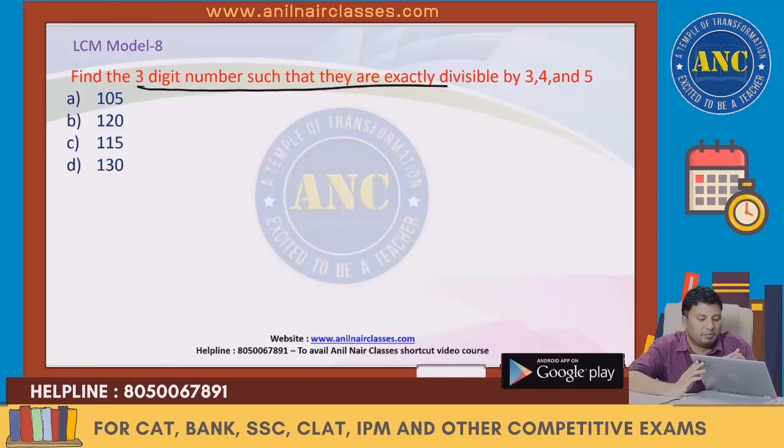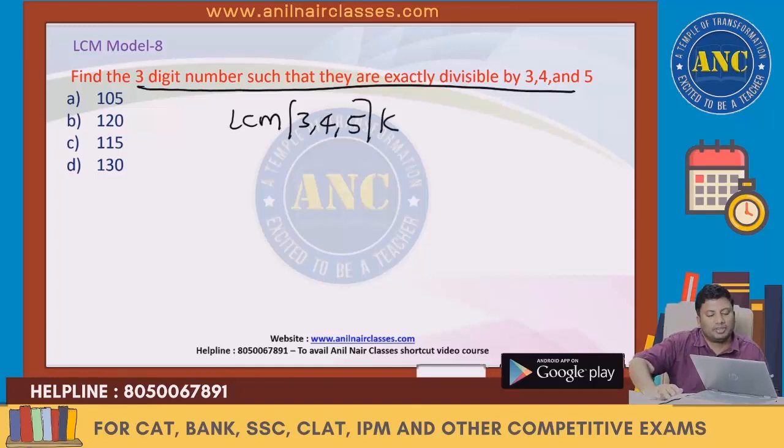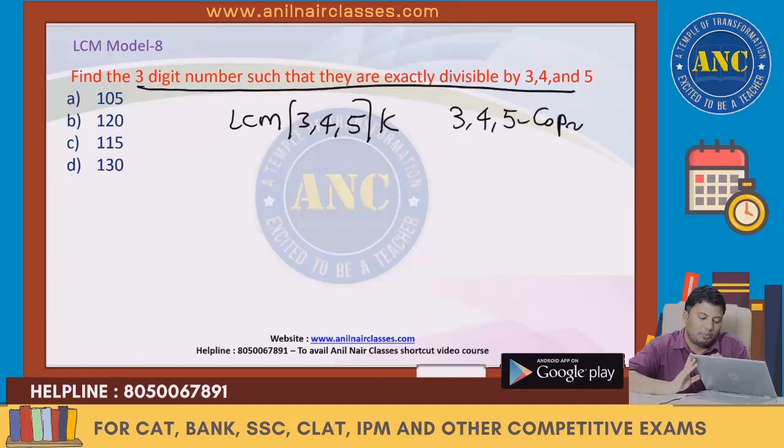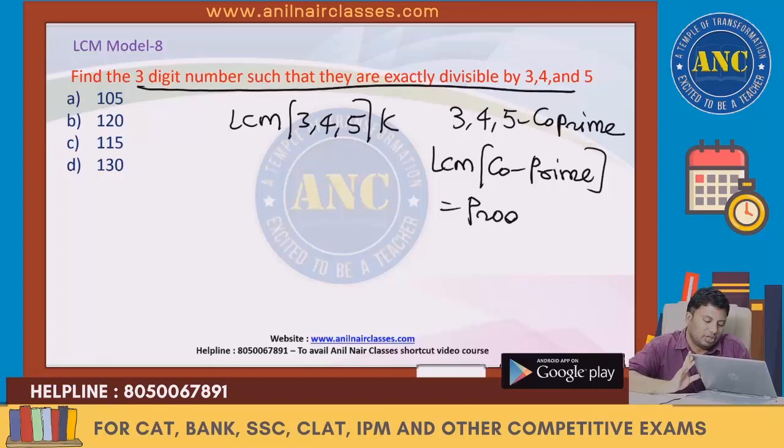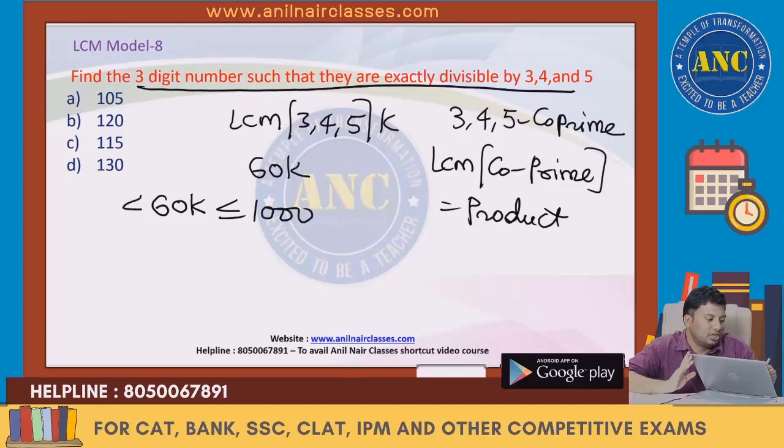Find the 3-digit numbers which are exactly divisible by 3, 4, 5. Any number which is exactly divisible by 3, 4, 5 is a multiple of the LCM of 3, 4, 5. 3, 4, 5 are co-prime to each other. LCM of co-primes is their product. 3 into 4 into 5 is nothing but 60k. The 3-digit number which we require, 60k, should be less than or equal to 1000. Am I right?